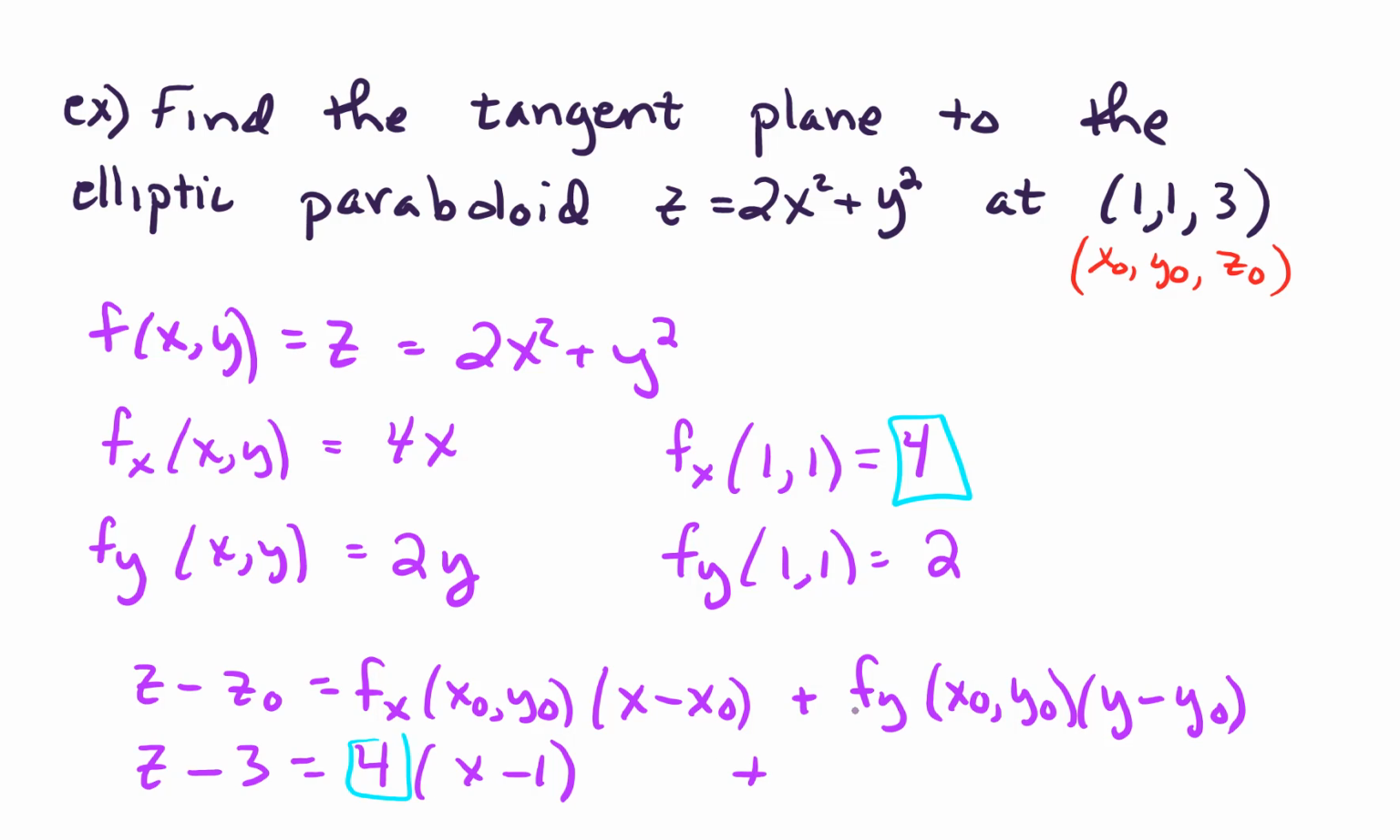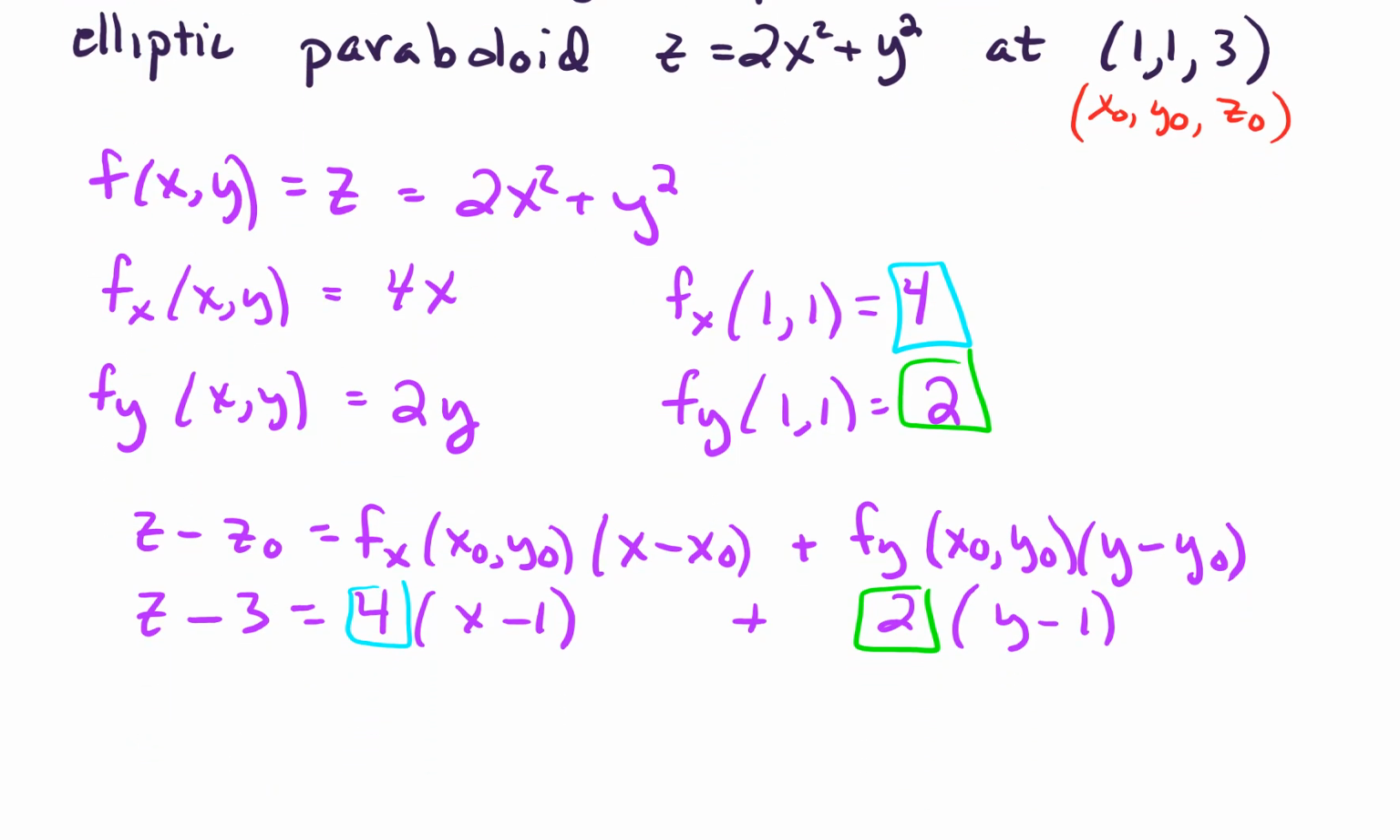Plus the partial derivative with respect to y, evaluated at 1, 1. And that was a 2. So let's put that in. Times y minus y naught. And again, that 2 came from that partial derivative evaluated at a specific point. And if we clean this up, we can move all the terms over to one side, so we get 4x minus 4 plus 2y minus 2, and that works out to be z equals 4x plus 2y minus 3.